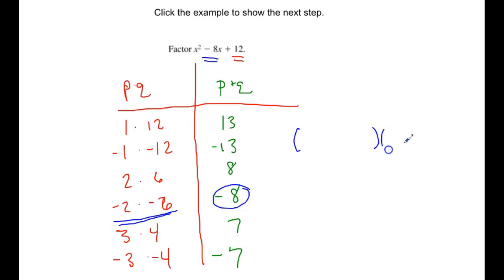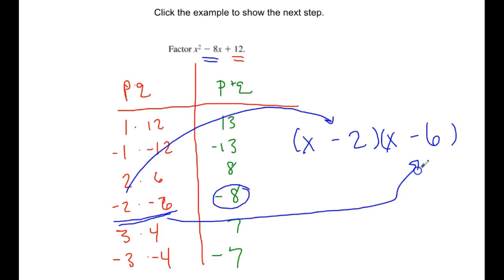So again, I write out my product of binomials. I have x as the first term in both of them. Then I'm going to have a negative 2 here and a negative 6 here, because of the signs of the factor pair that I multiplied together to get this middle term. So you'll see my negative 2 just goes in here, and then my negative 6 goes in here.